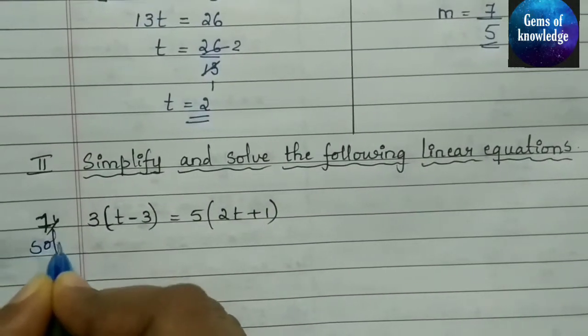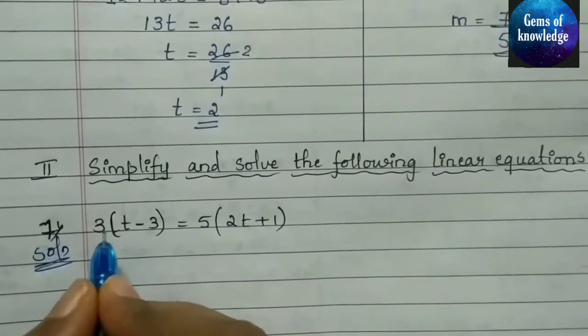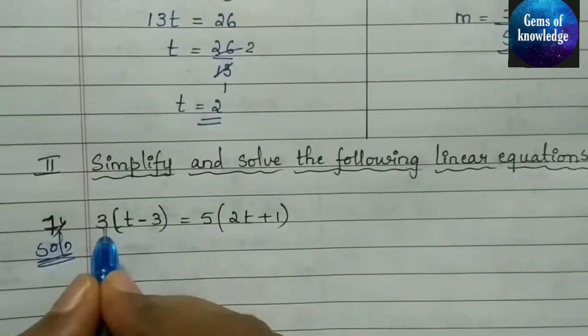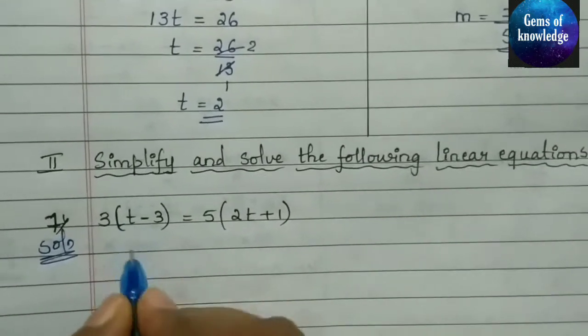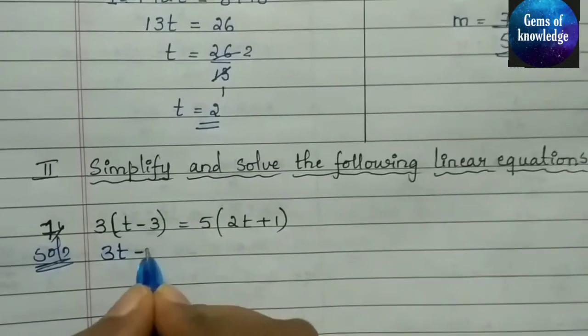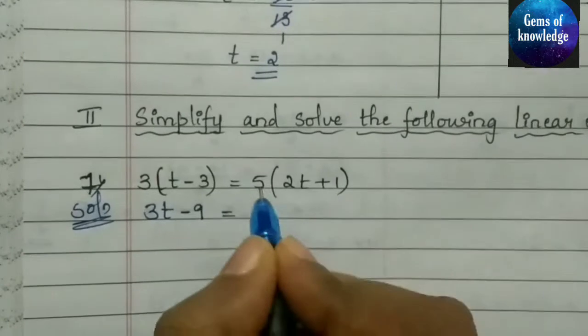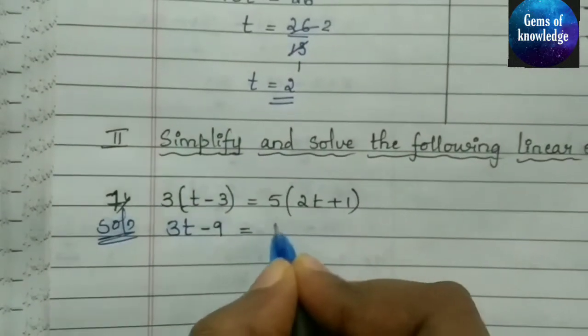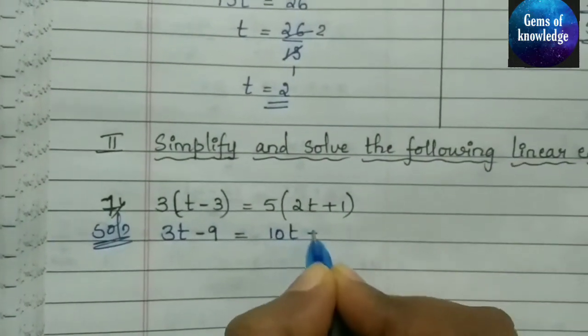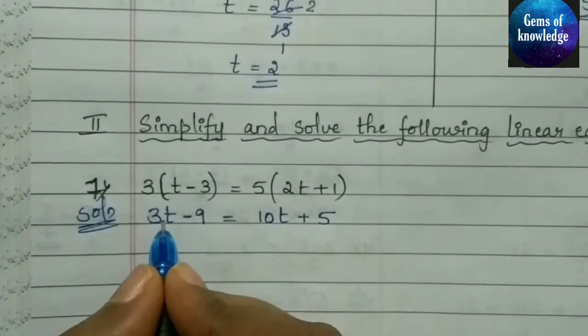So what we have to do here is, first we have to remove the brackets. To remove the bracket, we have to multiply this 3 to this t. So it will become 3t minus 3 3s are 9, which is equal to 5 into 2t. It will become 5 2s are 10t plus 5 1s are 5. So this is 3t.